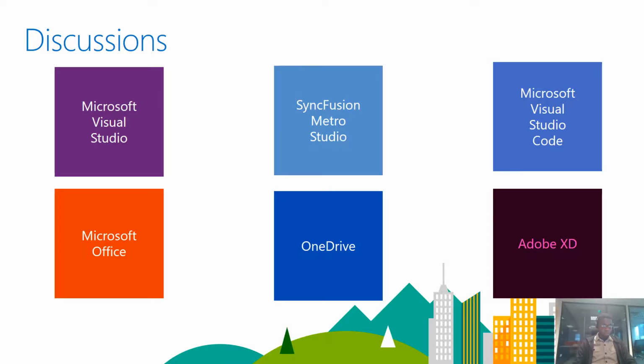Okay, so we're talking about Microsoft Visual Studio for developing, Metro Studio for icons, Visual Studio Code also for coding. Then we have Microsoft Office, we have OneDrive, and we have Adobe XD. Well, these are my six top products that I use every day, most times, often, frequently every week. So I will look into them one by one now, and I hope we learn one or two things.